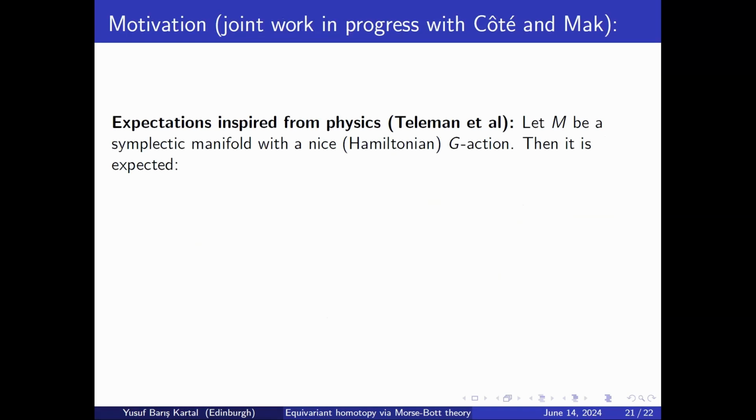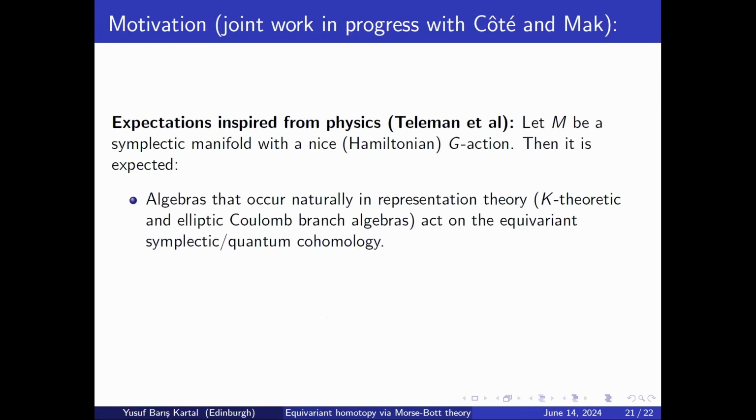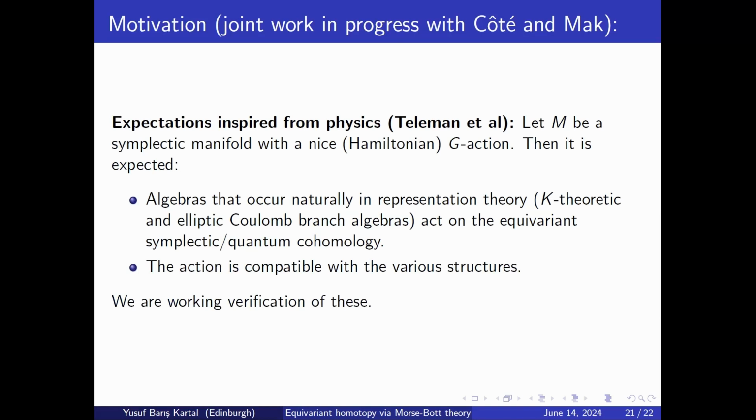So there are some physics-inspired conjectures. If you have a Hamiltonian G manifold, then an expectation is the action of Coulomb branch algebras in K theory and elliptic homology to act on the equivariant symplectic quantum homology. And you expect some compatibility of the action. So we are working on verifying this. But I think I'm not going to give more details.